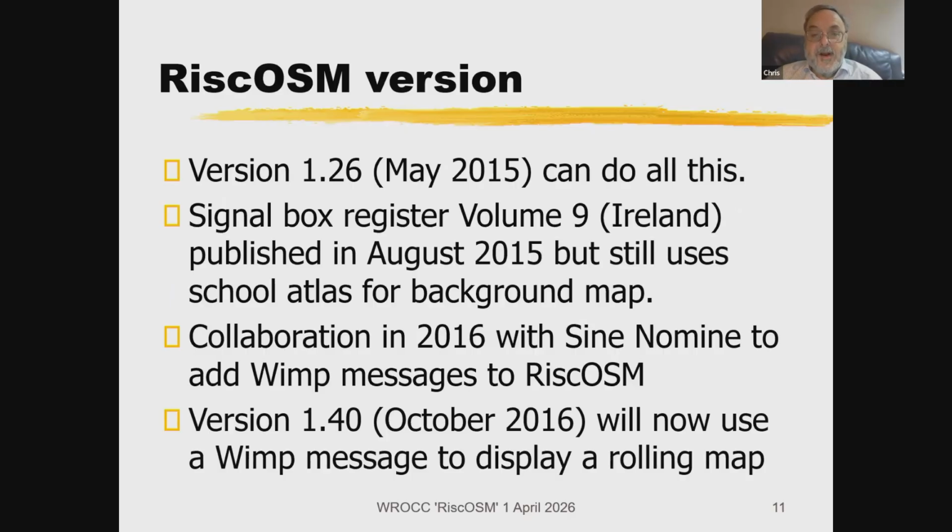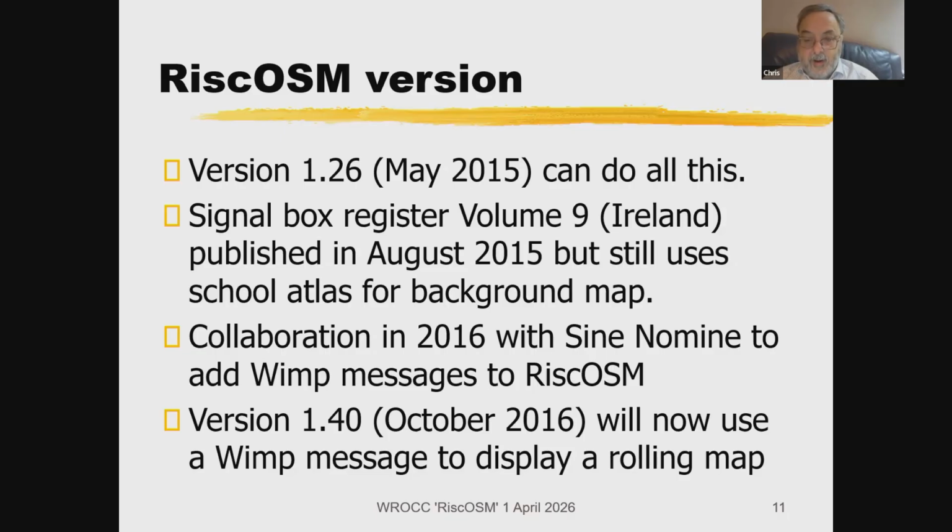Right. Now we come to where I start using RiscOSM. So I haven't wasted too much time on the background, but version 1.26 could do all of what I wanted. And in August 2015, I published the volume on Ireland, but still used the school atlas for background maps because I hadn't quite got to that point yet.